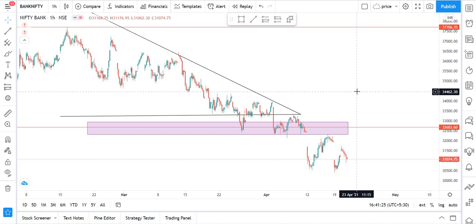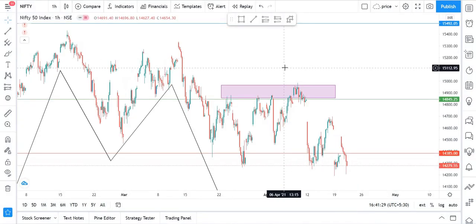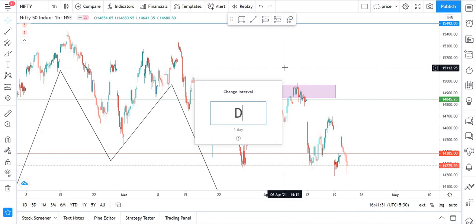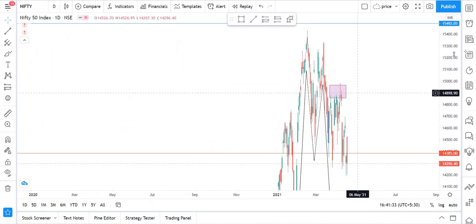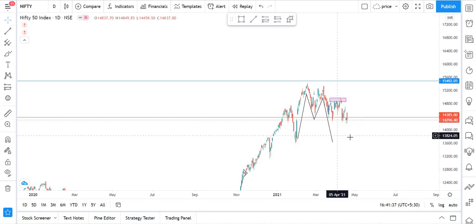And let me take you to the Nifty 50 again. And here is the Nifty 50. Now let's see what has happened on the Nifty 50 on the daily chart. So this is today's chart in the Nifty 50. As we have seen, this is today's candle for the Nifty 50.